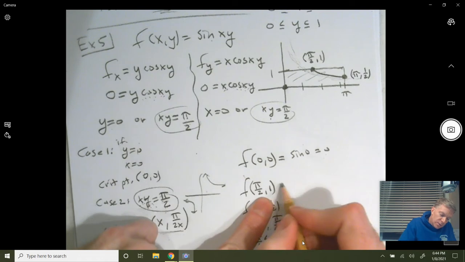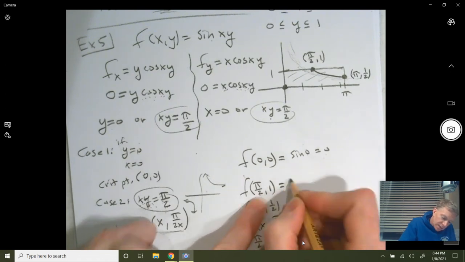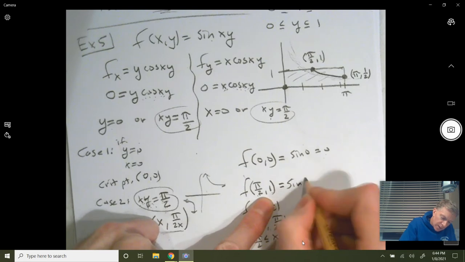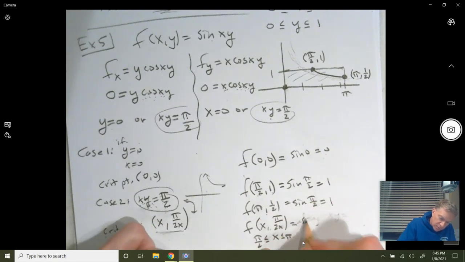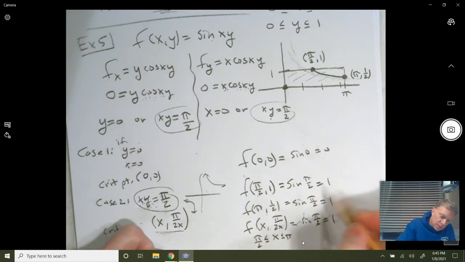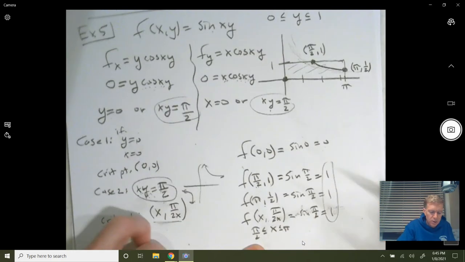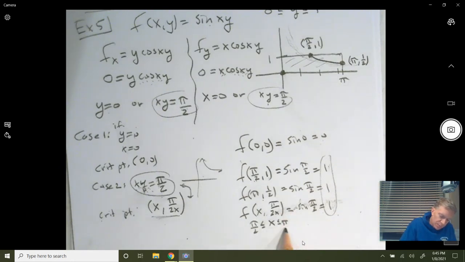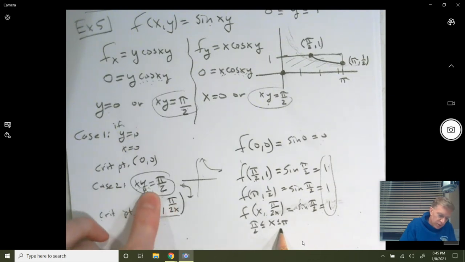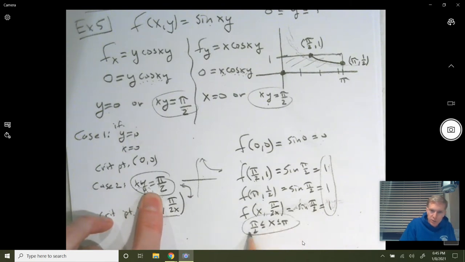Okay, so this value right here will be sine of x times y, which is sine of pi over 2, which is 1. This one, you'd get sine of pi over 2 again. Here, you're also going to get sine of pi over 2 equals 1. So this right now is winning for your max. It is important to know not just what the max is. If this ends up being your absolute max, we need to know everywhere where it occurs. And it basically occurs everywhere where xy equals pi over 2, and x is between pi over 2 and pi.